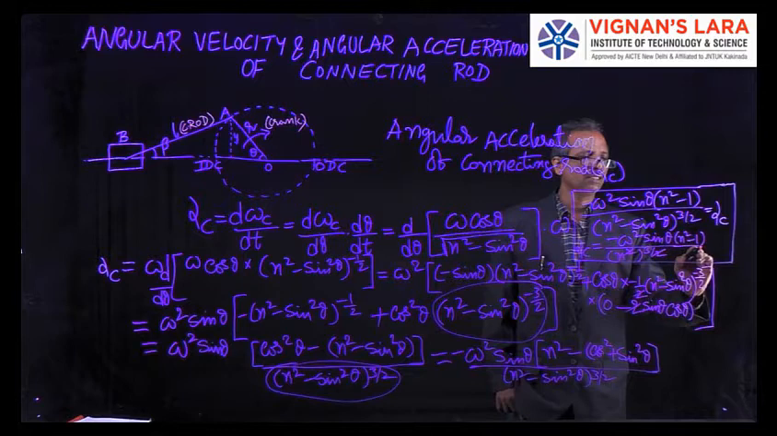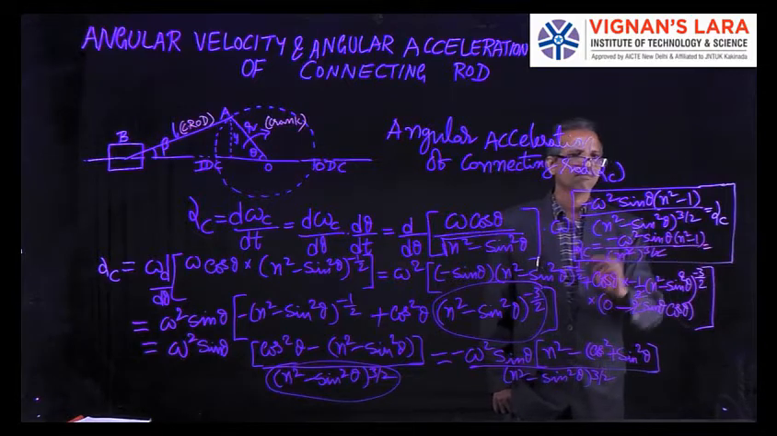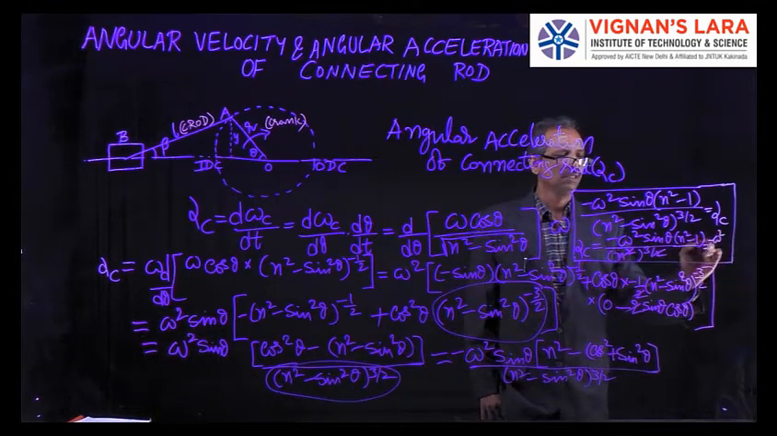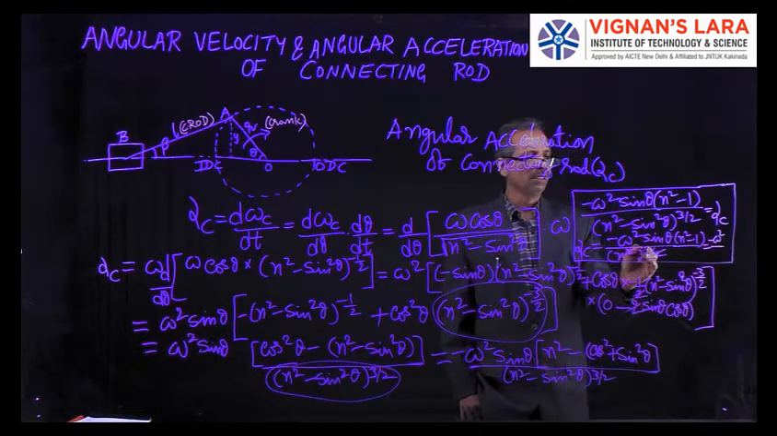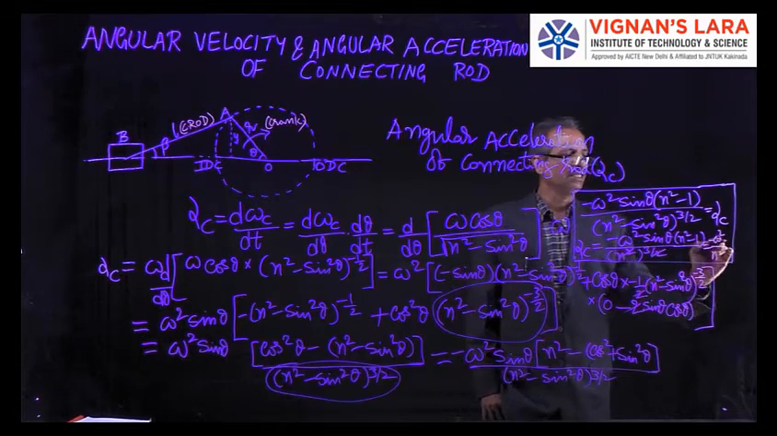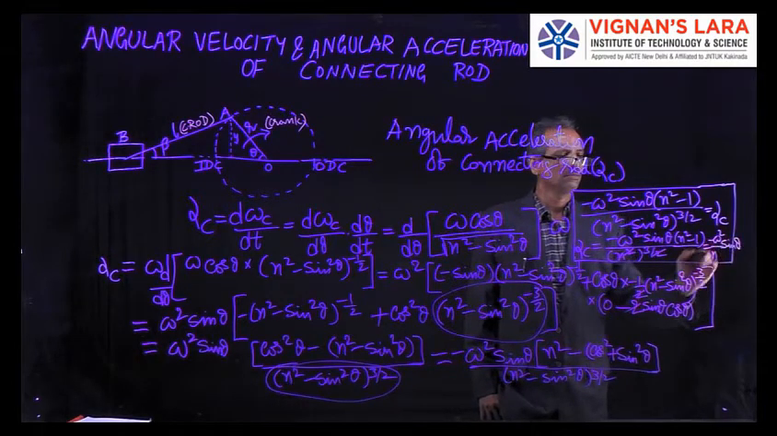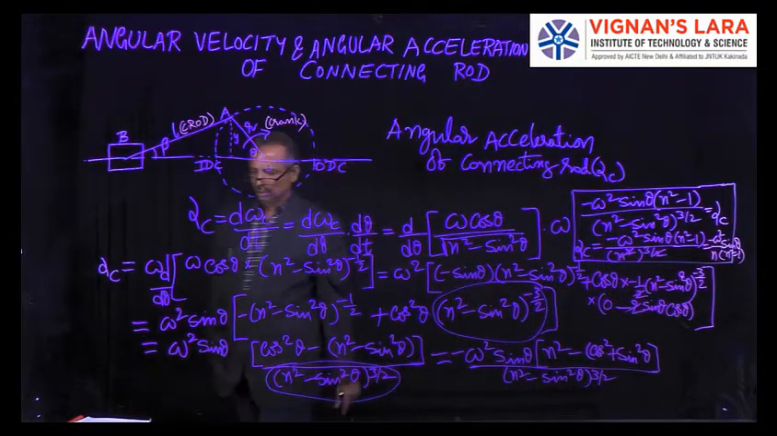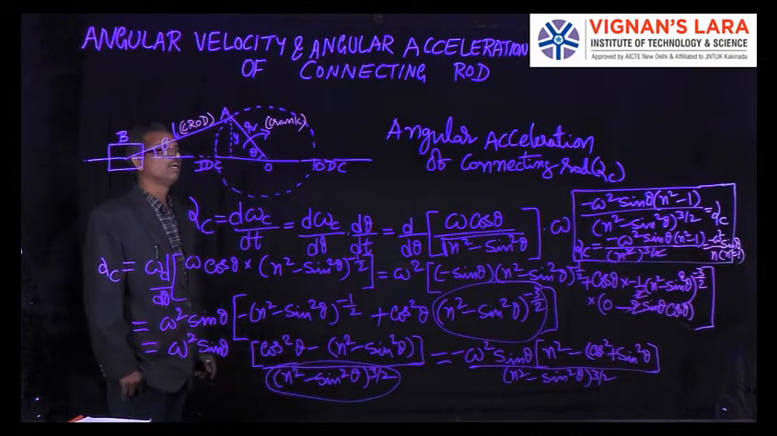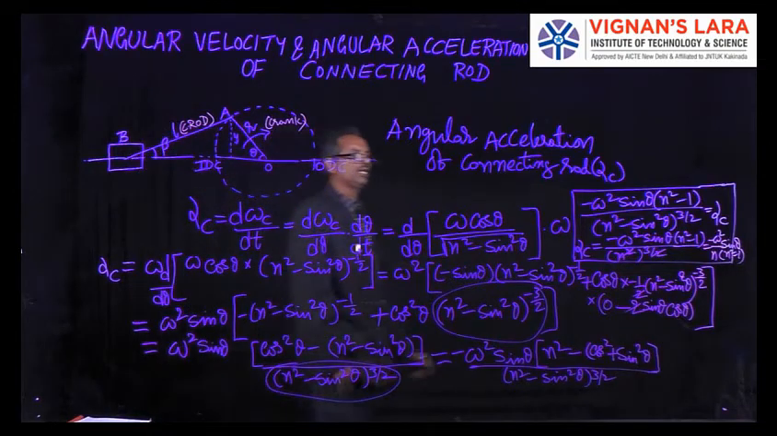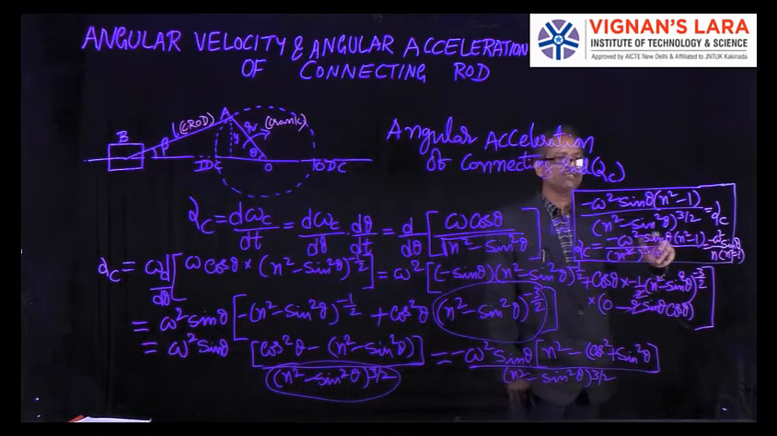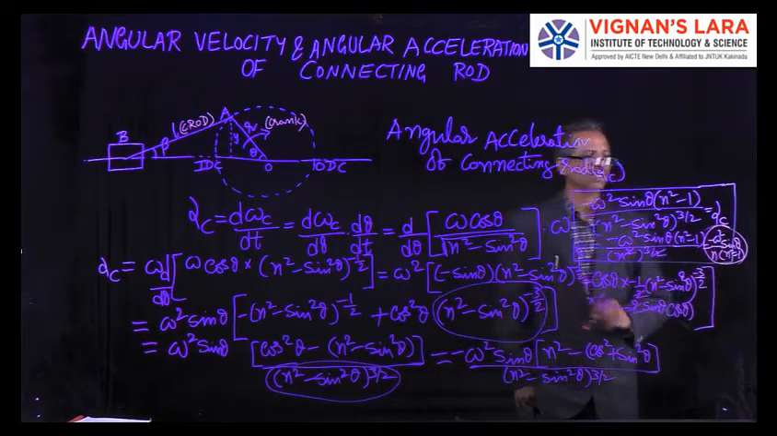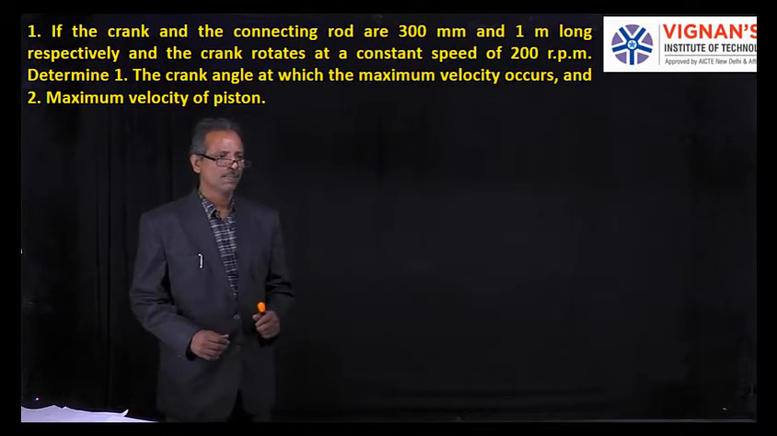Then simply this is minus omega square sin theta, into n square minus 1 under the root, over n. So you can write it this way, omega square sin theta into root over n square minus 1. This is the simplified version.